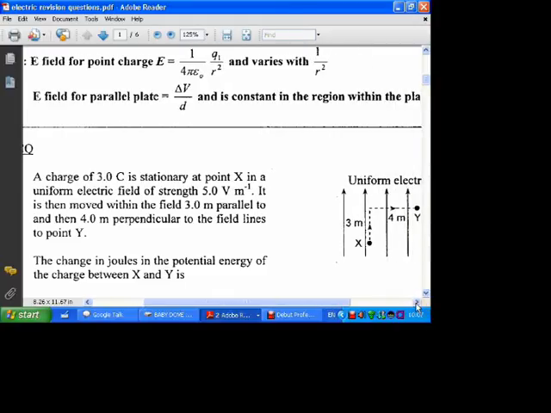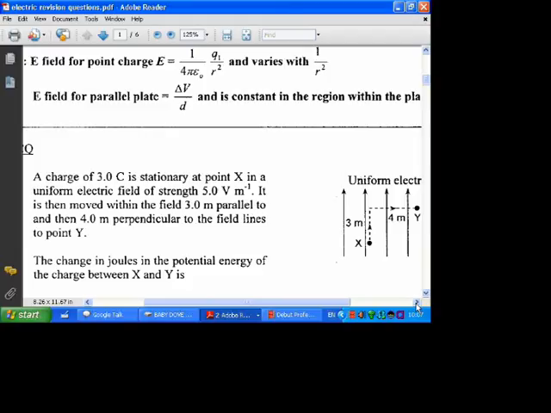Okay, a charge of 3 coulomb is stationary at point X in a uniform E field of strength 5 volts per meter. So this one will tell you that it's a parallel plate because it is a uniform electric field, right? Uniform electric field only applies to parallel plate. Okay, so you can't use Coulomb's inverse square law. It is then moved within the field 3 meters parallel to and 4 meters perpendicular to the field to point Y.